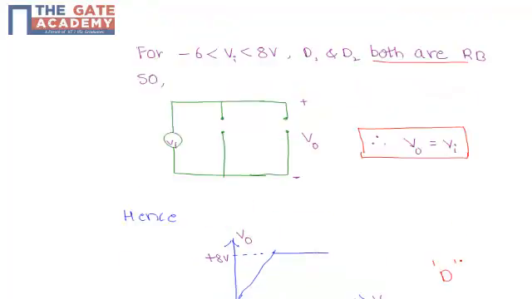From this question, we learned the basic operation of diodes when both diodes D1 and D2 are given, when a diode will be forward biased and when it will be reverse biased, and we found the characteristics for the given circuit.